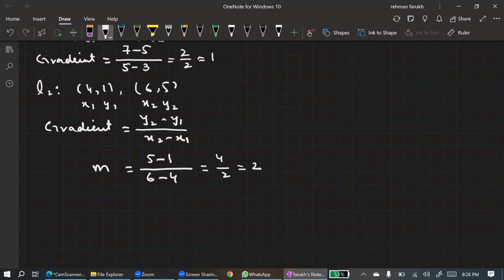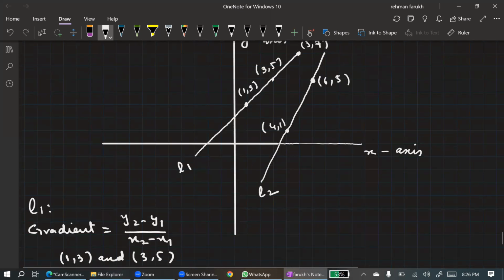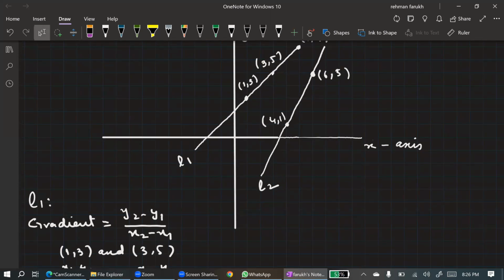Now the value of the gradient for the line L1 is 1 and for the line L2 the value of the gradient is 2. Line L1 is less steep and line L2 is comparatively steeper than line L1 because the gradient of the line L2 is greater than the gradient of the line L1. Gradient is the measure of steepness of the line.